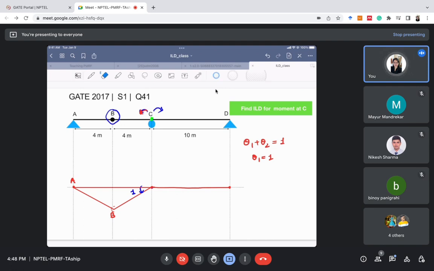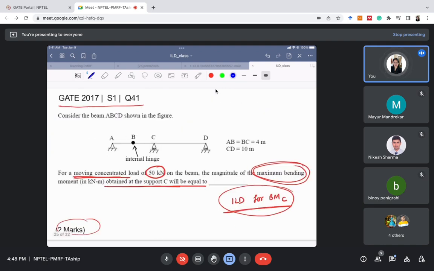Okay, so they have not asked a very simple question directly. Although the steps for drawing are the same, they have added some more complications here, right? So this is one here. Now using this we can calculate this ordinate as well, because here we need to determine the maximum bending moment for 50 kilonewton, so we need to know the ordinates as well.